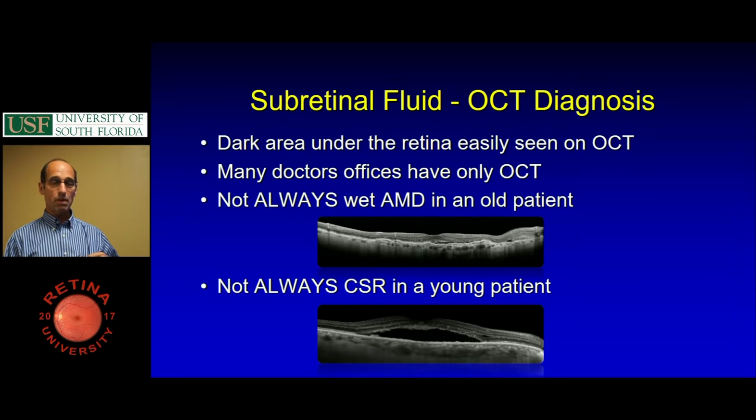First off, subretinal fluid is not always wet macular degeneration in an older patient. That's important because not everybody needs shots. Usually it is, but it's not always. And in a younger patient, it's not always central serous. You can't just say you have central serous, because maybe the person has cancer. So it's important to be able to interpret subretinal fluid.